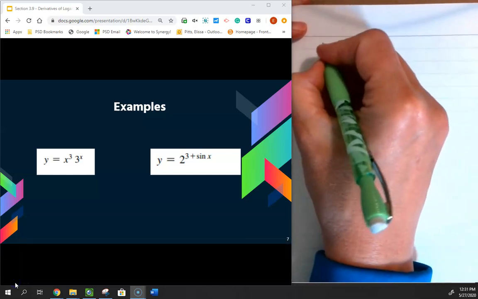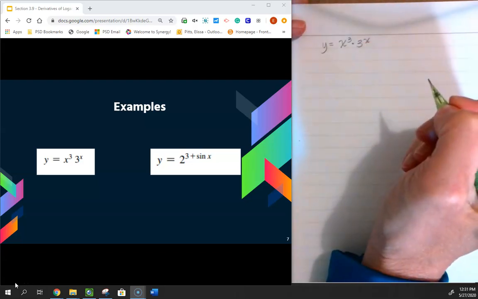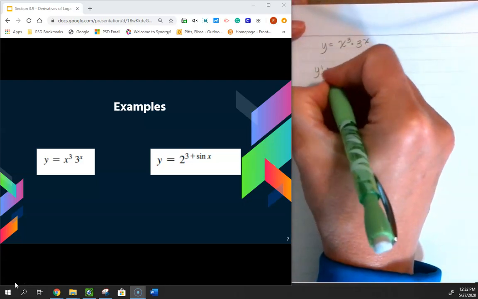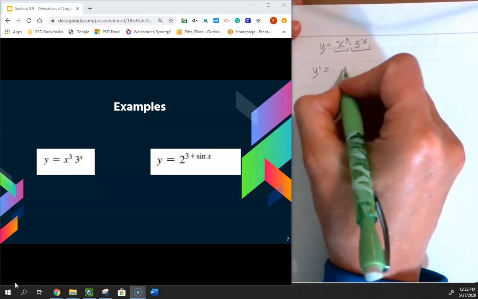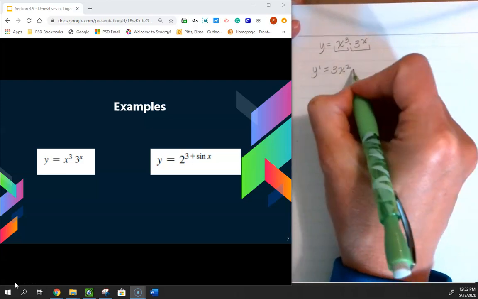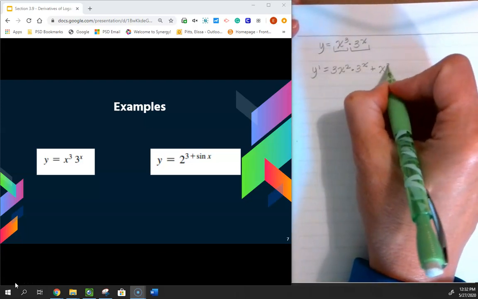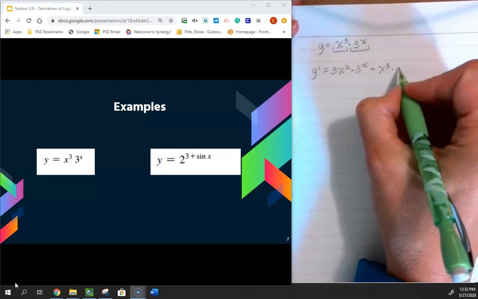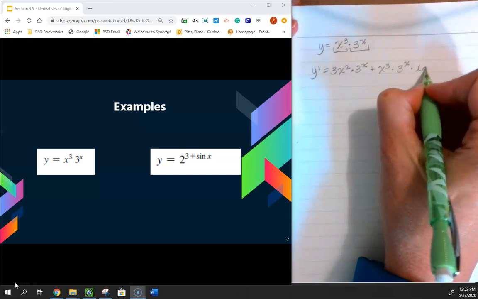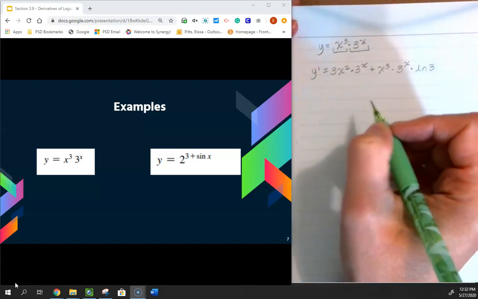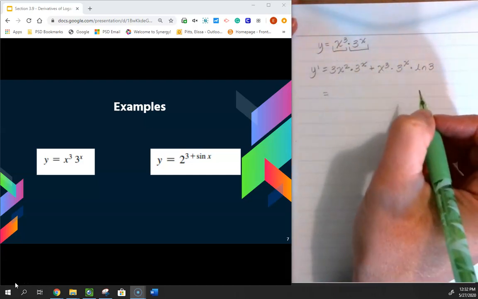Two examples. y equals x cubed times 3 to the x, y prime. This is a product of 2 functions, x cubed and 3 to the x. Take the derivative of x cubed, we get 3x squared, leave 3 to the x, plus leave the x cubed, multiply times the derivative of 3 to the x. The derivative of 3 to the x is 3 to the x, but we multiply times the natural log of 3.